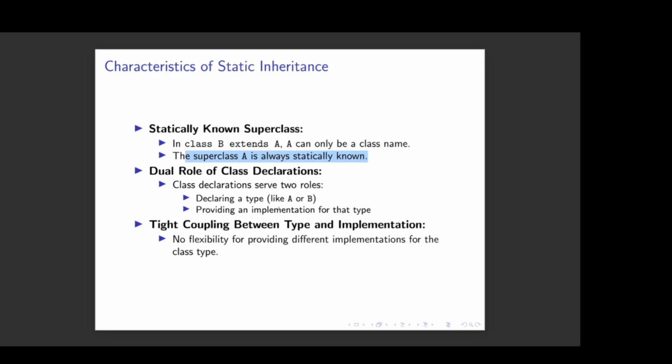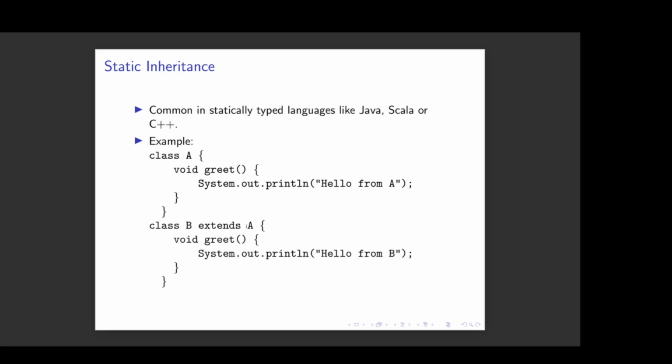And one other thing that is important to mention is that class declarations have a dual role. So if we come here, a class declaration declares a type. For example, there's a type called A whose interface contains a greet method that returns void. There's a type called B whose interface has a greet method, returning void as well.